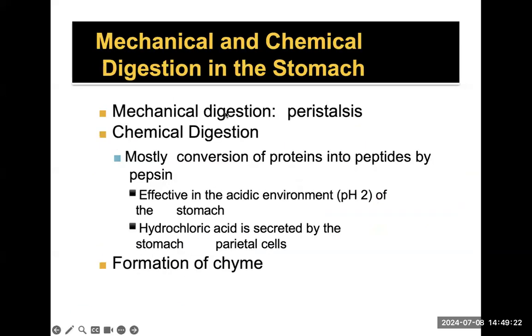Okay, so again, mechanical digestion is like peristalsis, right? It's moving of food. Then chemical digestion is now the conversion of your macromolecule into your monomer, which is its simplest form. So for example, a protein into a peptide, right? And you can do that with the use of pepsin, which is an enzyme that helps digest the protein. There are some of these enzymes that are effective in an acidic environment. So they love that the stomach has a pH of 2 because that's where they're fully functional.